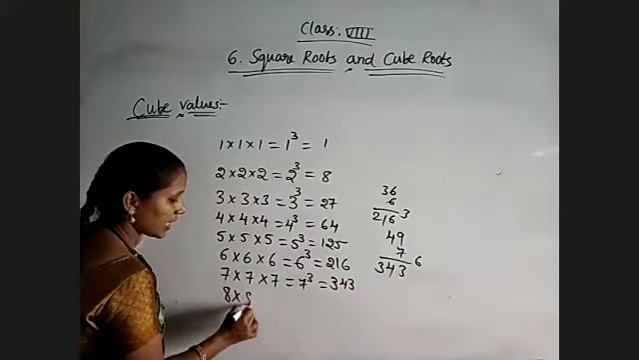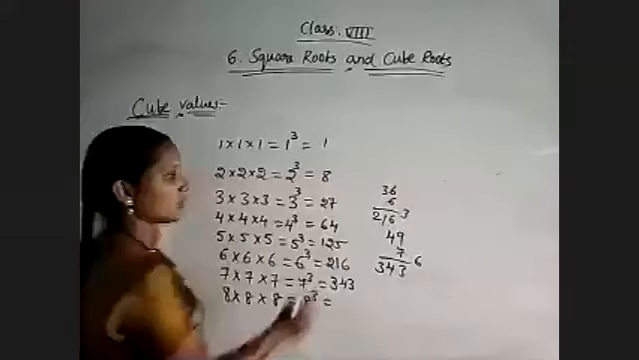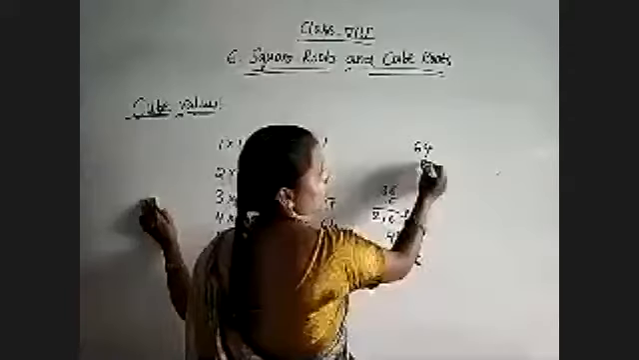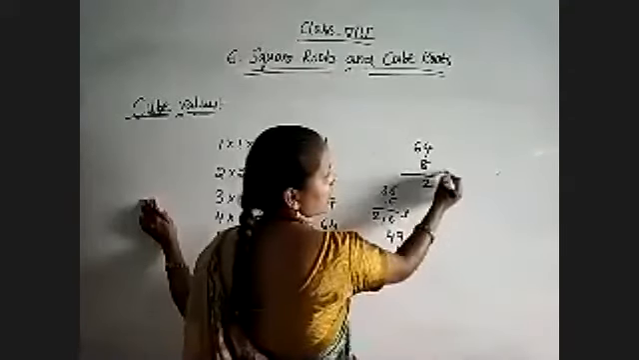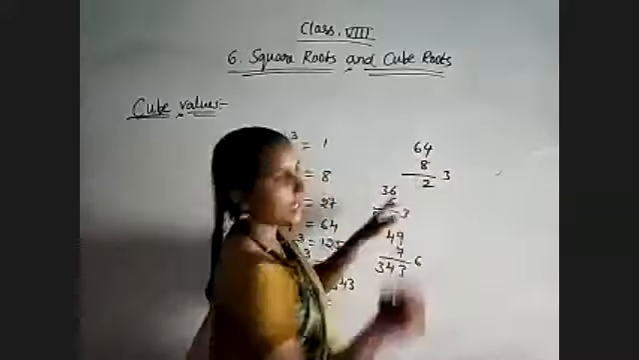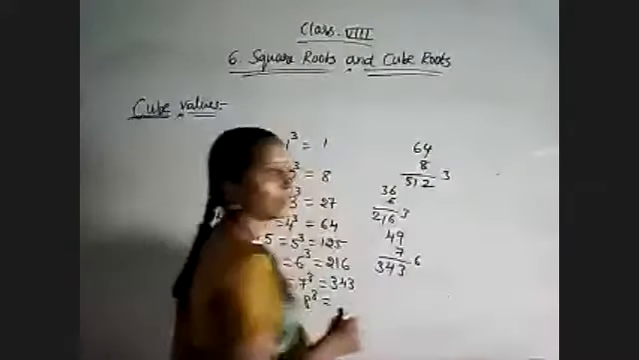8 into 8 into 8. 8 cube maybe we will get 512. So we will see. 8 8s are 64. 64 into 8. 8 4s are 32. 8 6s are 48 plus 3 is 51. 512.